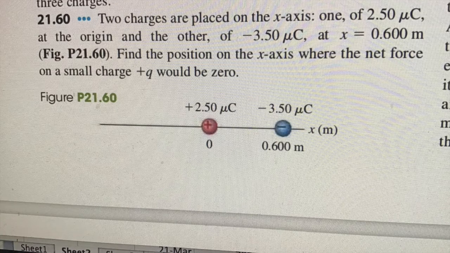So find the position on the x-axis where the net force on a small charge, so a test charge plus q, would be equal to 0.